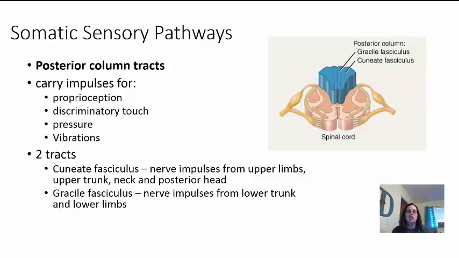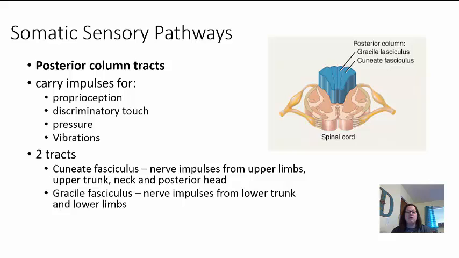The first one is the cuneate fasciculus. These are the nerve impulses coming from your upper limbs, so your arms, your upper trunk, like your chest, your neck, and the posterior part of your head. They're going to send the signals to your brain through this particular column. Okay, and you can see it located here in the picture.